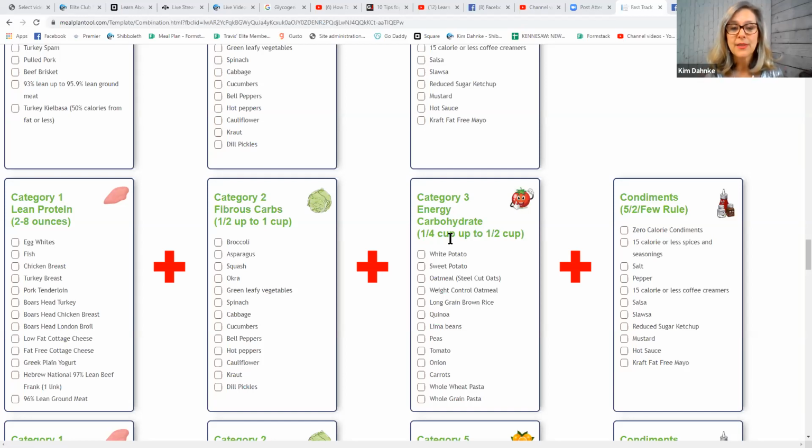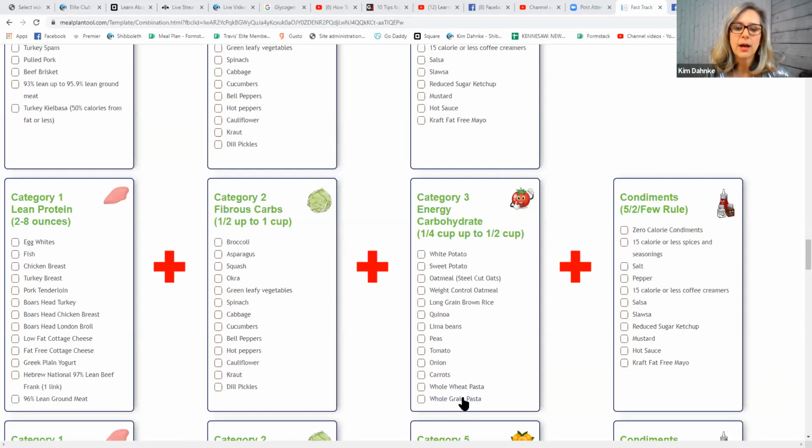So if I know I'm going to eat something that I need to be more careful with, I say, okay, let me read over these first and then I'll give you my example. All your potatoes are in the energy carb: oatmeal, your steel cut oats, weight control oatmeal, which I think is now called fiber and protein oatmeal from Quaker. And then long grain brown rice, the real stuff. Quinoa, peas, all of your peas are here. Tomato, onion, carrots, whole wheat pasta and whole grain pasta.